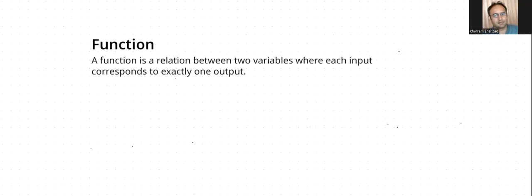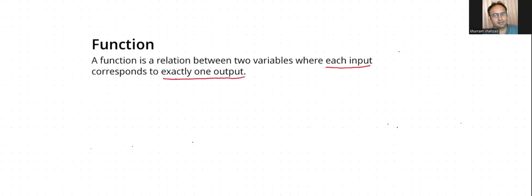Hello, I'm going to start with the definition of function. What is a function? A function is a relationship between two variables where each input corresponds to exactly one output. So these two things are important and notable in this definition: each input and exactly one output. Each input should correspond to exactly one output.